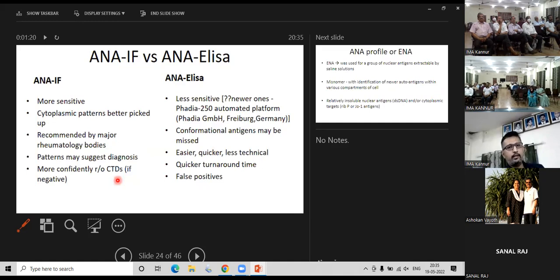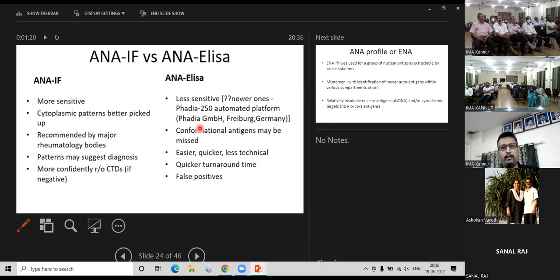So then there is another question: why would you go for an ANA ELISA or ANA IF? ANA IF is more sensitive. IF, I mean immunofluorescence, is more sensitive. Cytoplasmic patterns are better picked up. It is recommended by the major rheumatology bodies to go for an ANA IF. Patterns may suggest the diagnosis, but with an ANA profile, you can skip that. And you can rule out CTDs more confidently with ANA IF.